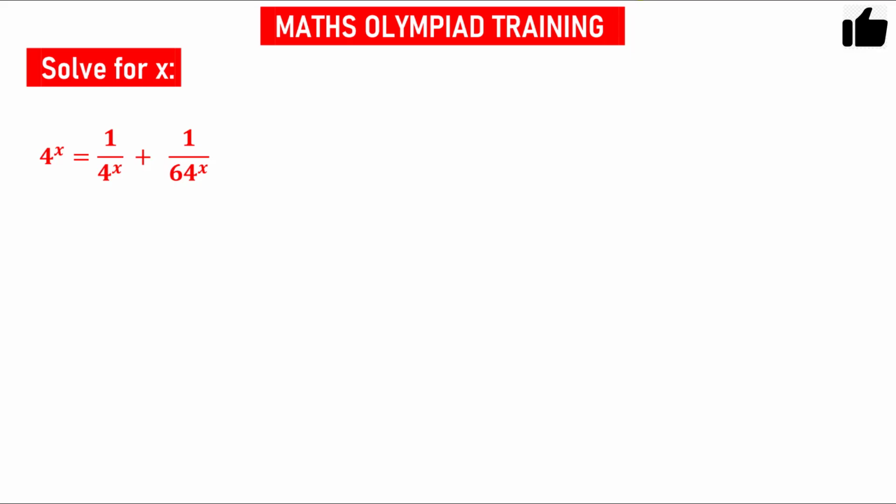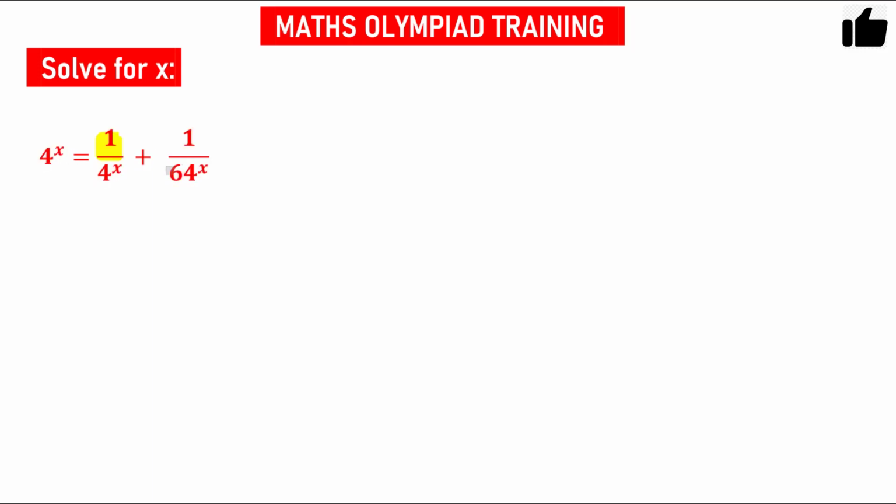Hello friends, in this problem you have been given an exponential equation and you have to solve for x. And this equation is 4 raised to the power x is equal to 1 by 4 raised to the power x plus 1 by 64 raised to the power x. Now how will you solve this problem?